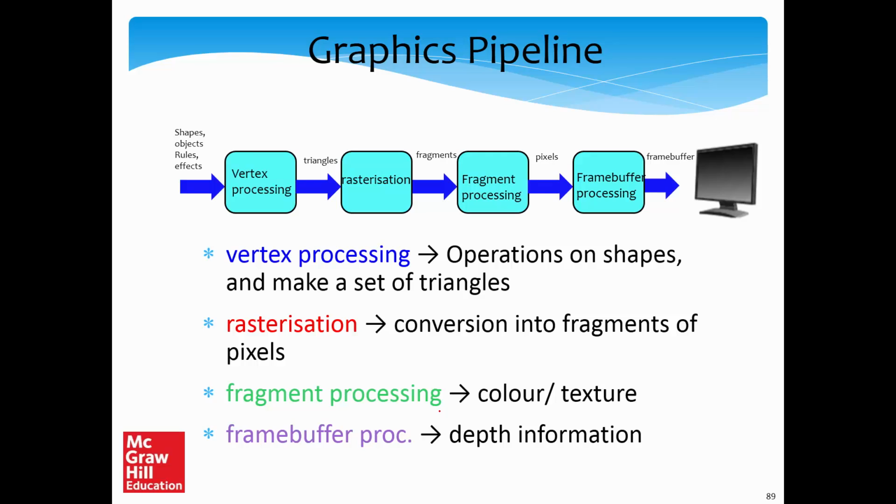So a traditional pipeline of a graphics processor, this is the way that it looks. So we have a set of shapes, objects, rules, and effects. So shapes can be the characters, objects can be things in the background, rules can be the way that they actually interact, and effects are the rules of interaction. So the first step is actually vertex processing. In vertex processing, what happens is that we perform basic operations on all the shapes, and represent the entire scene essentially via a set of triangles.